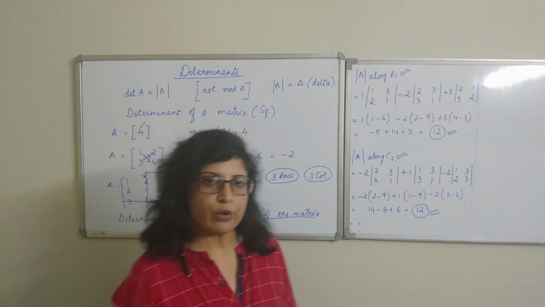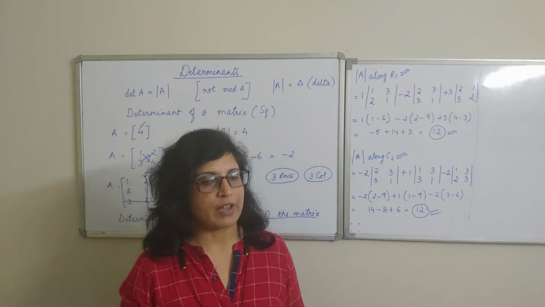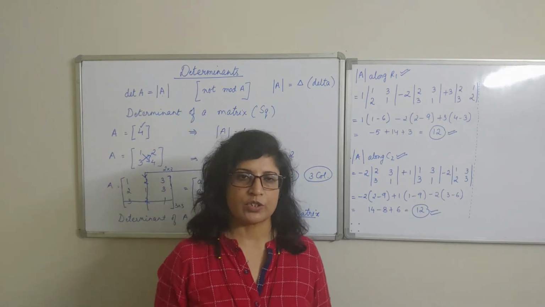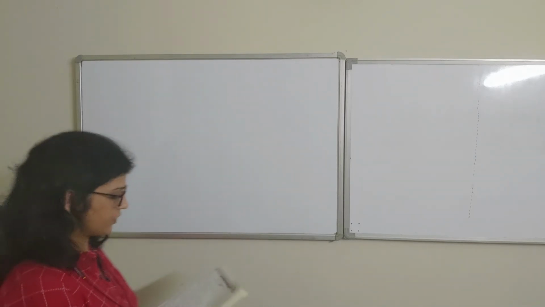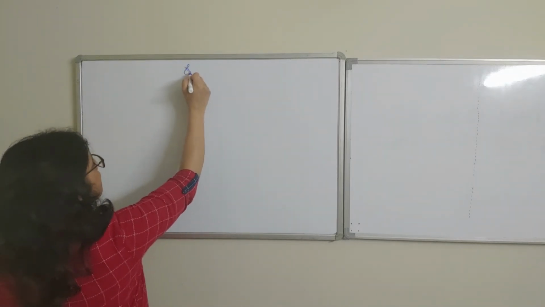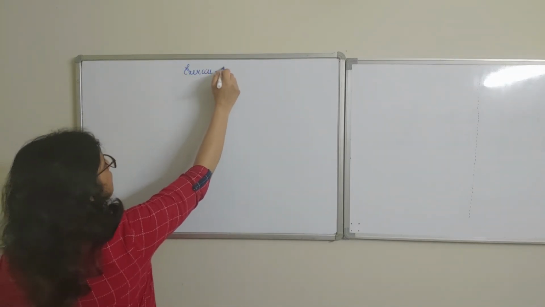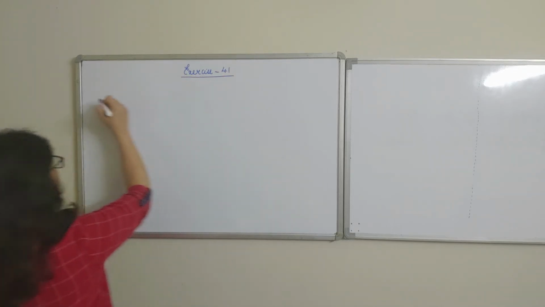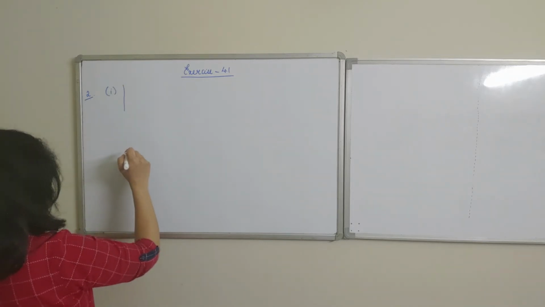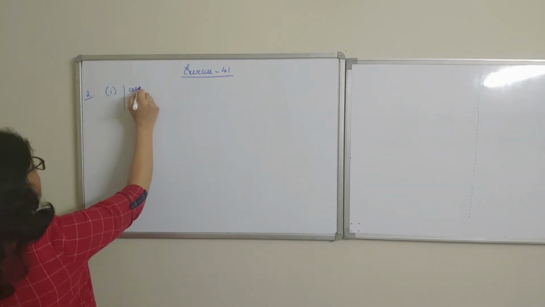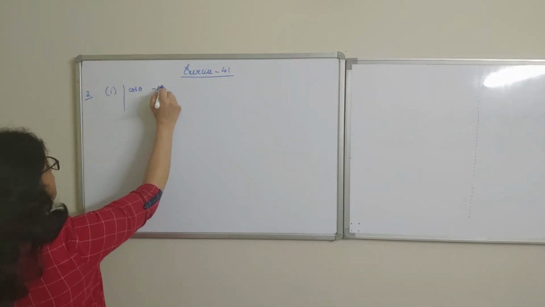Alright, so since now we know what exactly is a determinant and how to evaluate the determinant, we will solve some questions from exercise 4.1. So starting with exercise 4.1, we'll take up the second question, first part, and the first part asks us to evaluate this determinant.